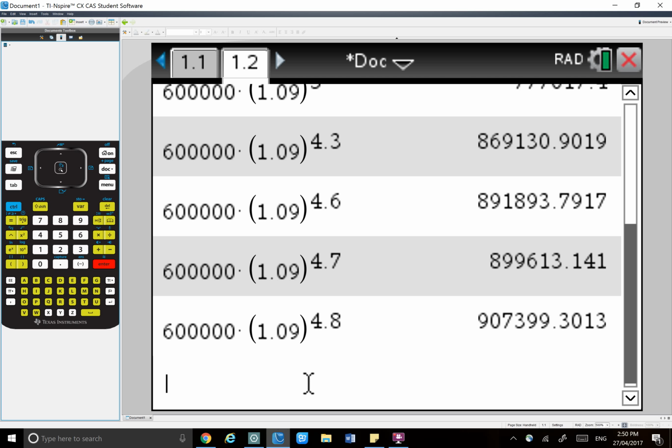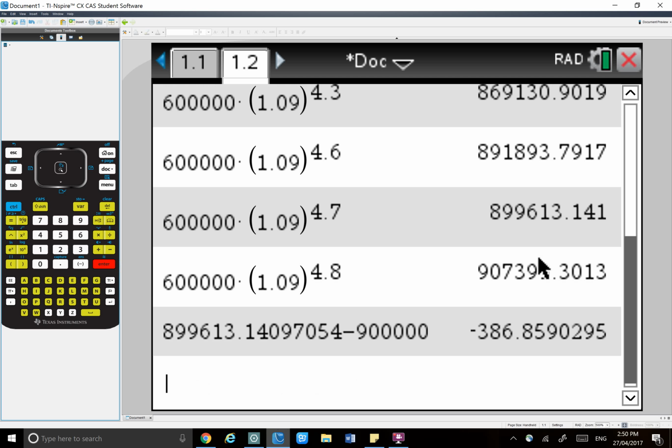You need to have first 2 adjacent numbers to give you 1 value above the value I need and 1 below the value I need. So the true solution will be in between 4.7 and 4.8, but I don't really care. I just need 1 decimal place. So which 1 decimal place will make sense? Can you see? You use this number to subtract 900,000. That gives me this value.